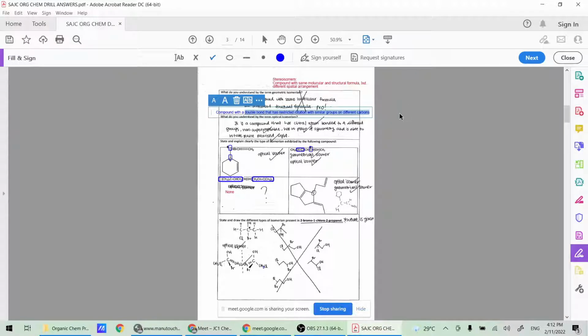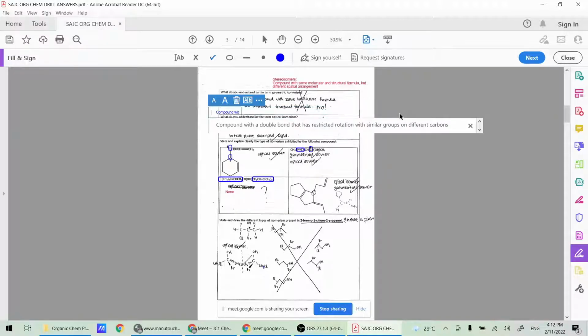Double bond, that is restricted rotation with similar groups and different carbons. Okay, I'm not sure who asked me a question during this point, so I have no idea why I'm highlighting this. So let's just wait it out a bit. Oh, oops, I'm retyping this.